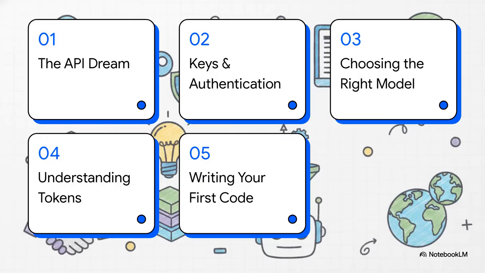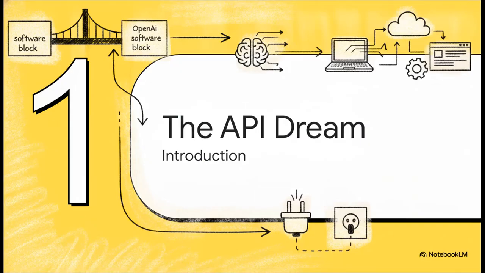So here's our roadmap for today. We'll cover Section 1, the API dream, Section 2, keys and authentication, Section 3, choosing the right model, Section 4, understanding tokens, and finally, Section 5, writing your first code. Okay, let's dive right into this.